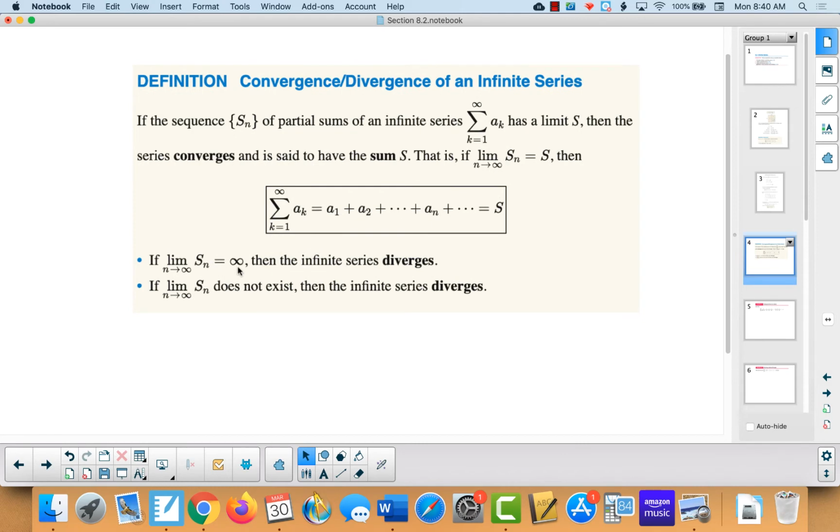If you get infinity when you're adding those numbers together, your infinite series diverges, or if the limit does not exist, then your infinite series diverges.